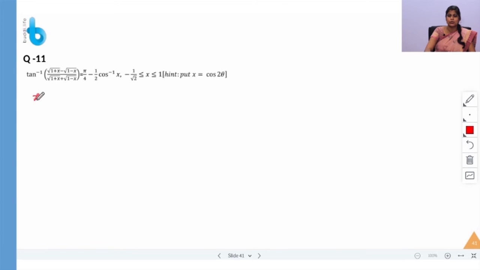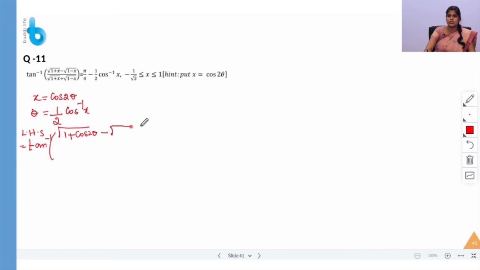x equal to cos 2 theta. Now, what will be cos inverse of x, which is 2 theta. So, theta will be 1 by 2 cos inverse of x. Okay, now look at the left hand side. We have square root of 1 plus x. Okay, so 1 plus x is equal to, what is x here? Cos 2 theta. So 1 plus cos 2 theta.